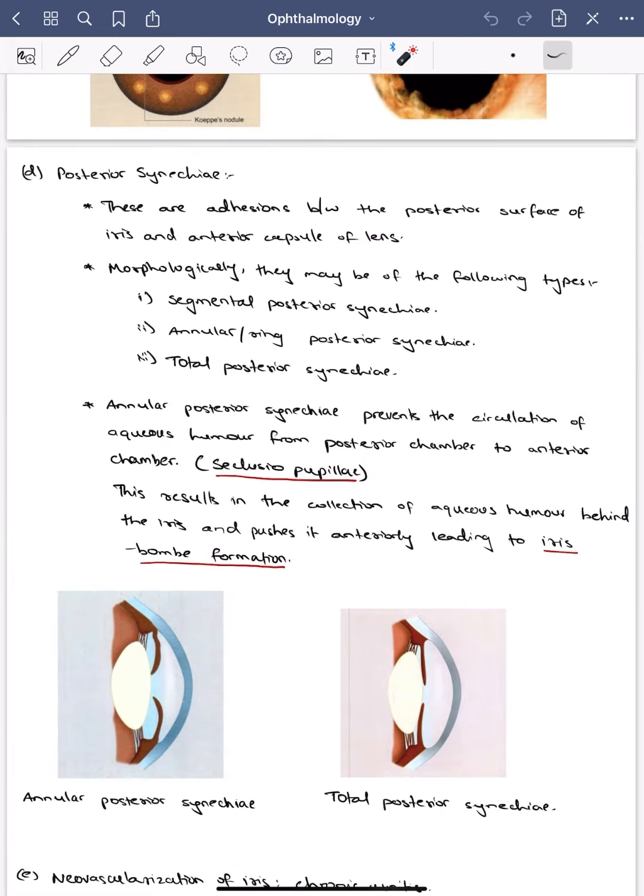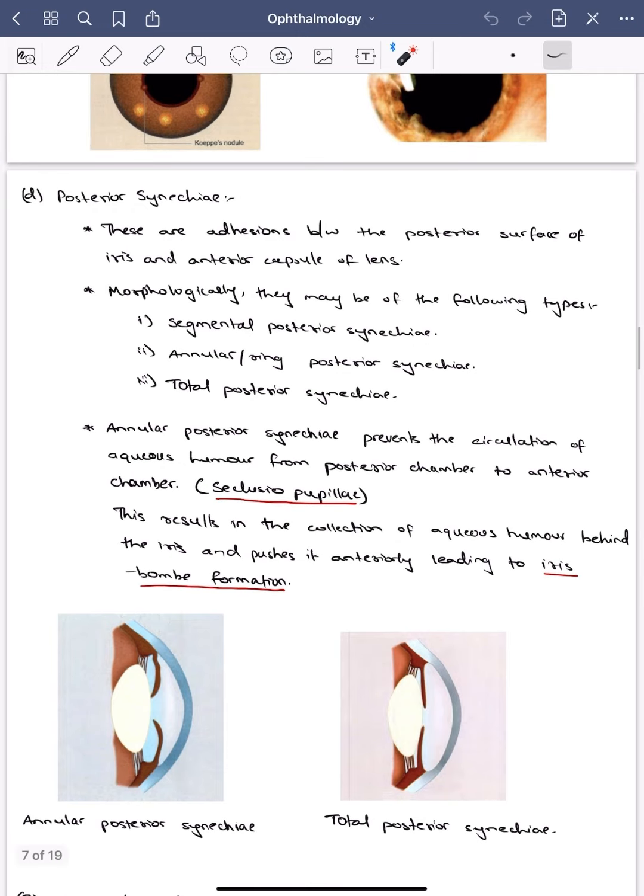Now morphologically they can be of the following types. We have segmental posterior synechiae, that is the adhesions only occur at certain points. The second is annular or ring posterior synechiae, where there is a 360-degree adhesion of the iris to the lens, as you can see in this diagram here. And the third type is total posterior synechiae, that is the complete posterior surface of the iris is adhered to the lens. Now we've understood what posterior synechiae is.